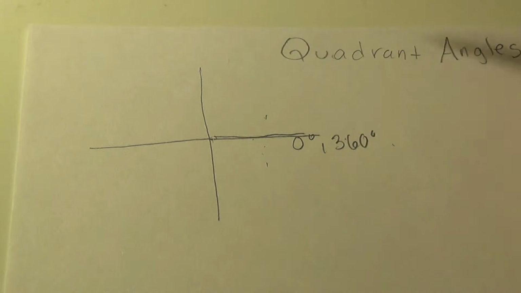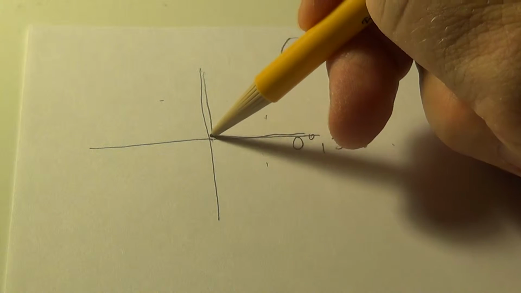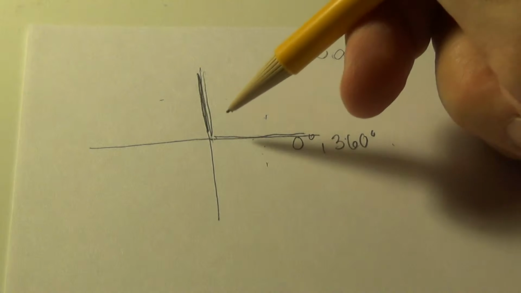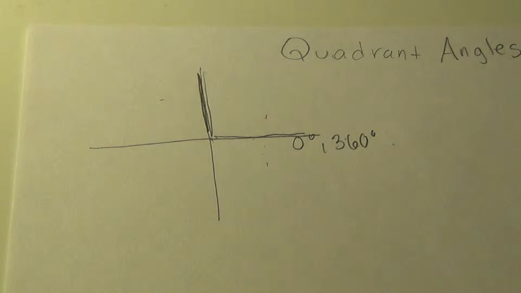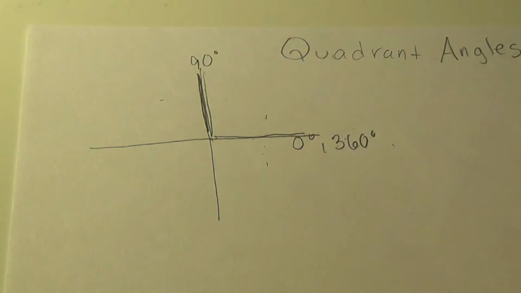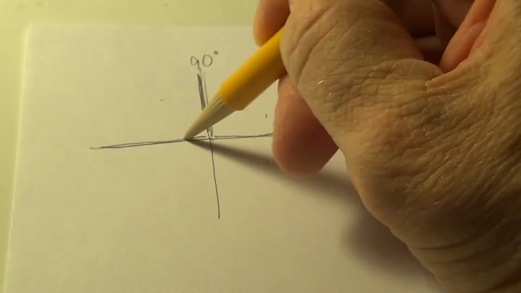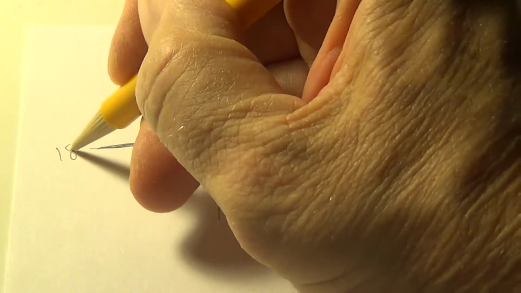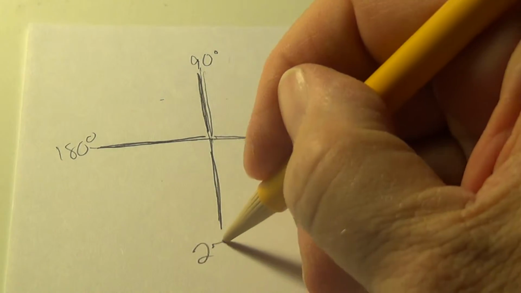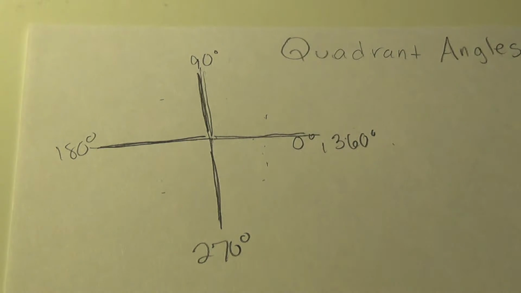The second quadrant angle is between the first and the second quadrant, and it looks like this. It's hard to draw an angle where there's no triangle possible, but at that point it's a 90-degree angle, and here we have 180, between the second and third, and then we have 270. So those are called the quadrant angles. 270 is between the third and the fourth.